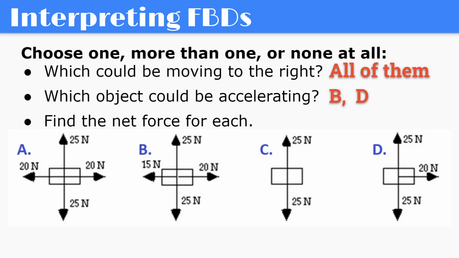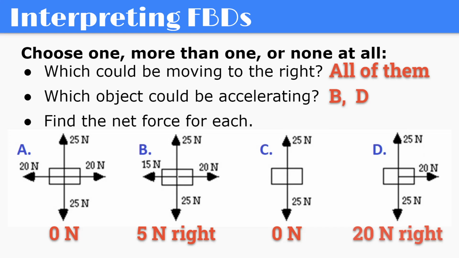And then find the net force for each. Well, A and C are 0. And I already talked about B and D. For the net force for B, vertically those cancel, but horizontally negative 15 and positive 20, we end up with positive 5 for B, and then for D, obviously, we have just 20. So 5 newtons to the right here, 0, 20 newtons to the right here. So again, you should be able to determine net force from those diagrams as well.